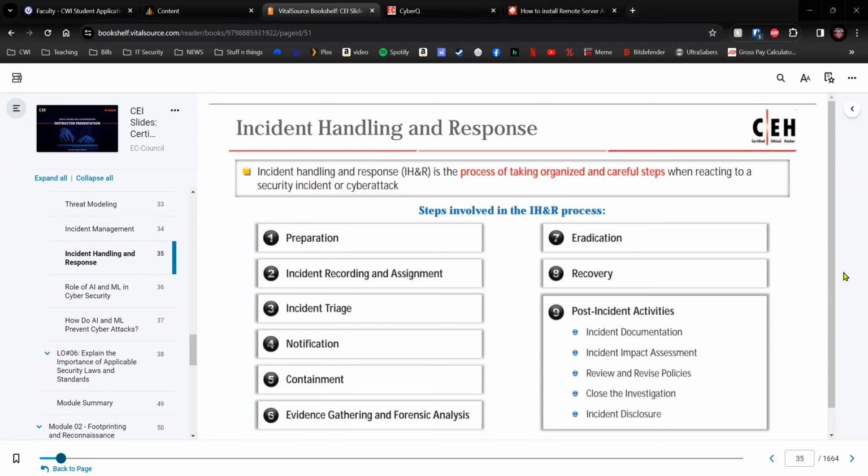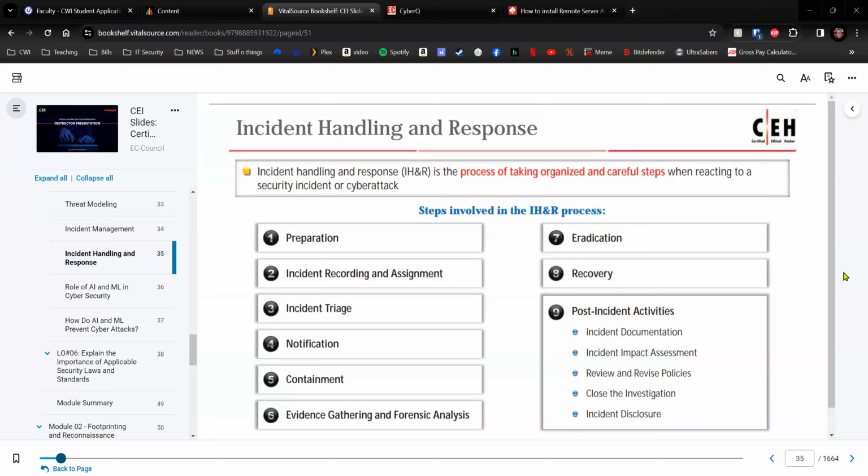If we hadn't done proper containment on one of the big ones that I worked on, it would have gotten the entire district instead of one building. Containment is very important. Then evidence gathering and forensic analysis, eradication, recovery, and then post-incident activities. You have your incident documentation, incident impact assessment, review and revise policies, and you close your investigation and incident disclosure.